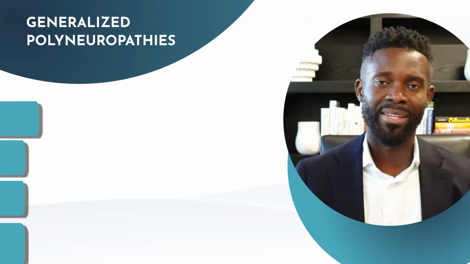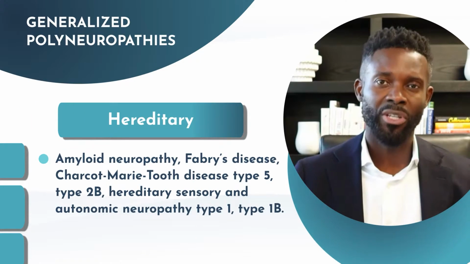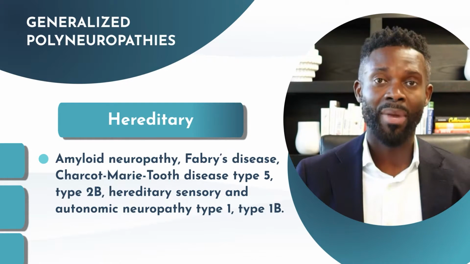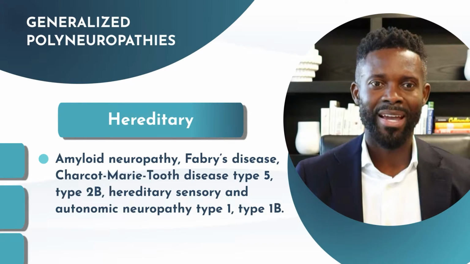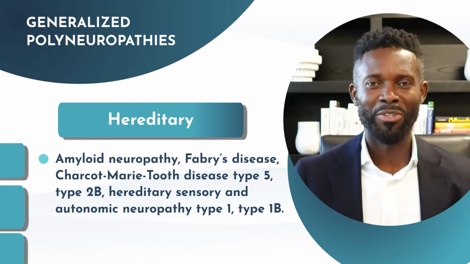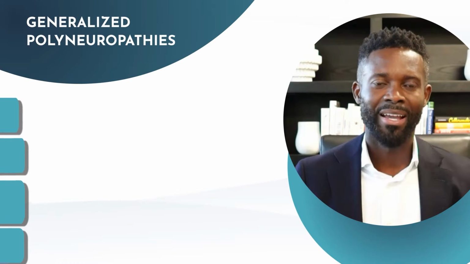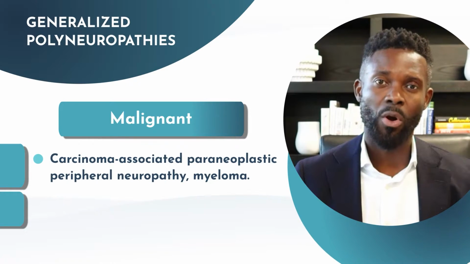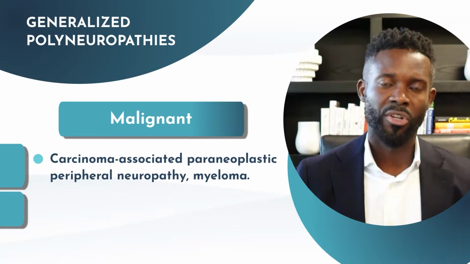More, we can also have it as a result of hereditary factors. So you can inherit specific genes that can predispose you to develop a neuropathy. And one of those is what we call amyloid neuropathy, Charcot-Marie-Tooth disease type 5 and type 2B. This is too much for you to think about if you're not in this area of study. And then also malignancy. We know that carcinoma is associated with something we call paraneoplastic peripheral neuropathy, and myeloma can also cause generalized neuropathy.